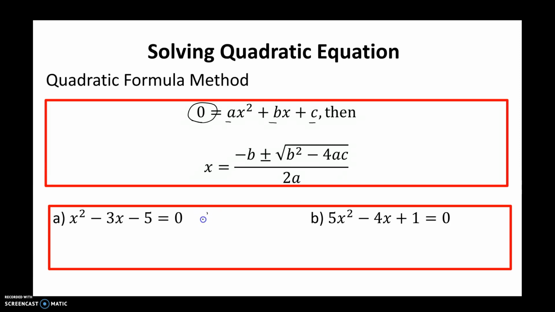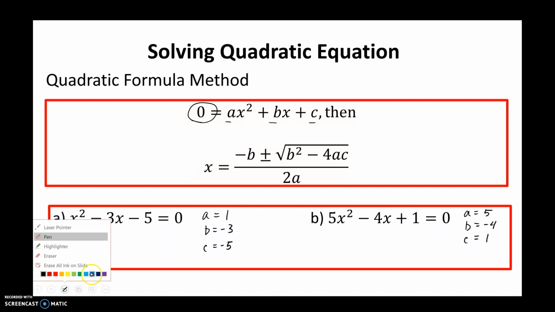So in part A, a is equal to 1. Okay, it's the number, it's a coefficient. B is -3. C is -5. In B, A is equal to 5. B is equal to -4. And C is equal to +1. All right, so I'm going to have you complete these A and B. Use the quadratic formula to solve those. You're going to do those for homework in addition to the factoring ones.